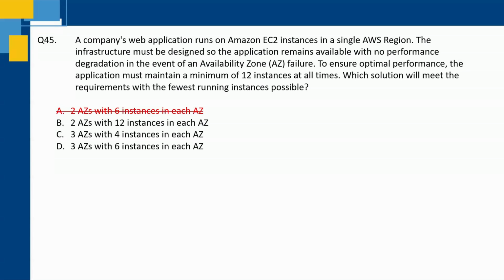Option C has 3 AZs with 4 instances each. So the number will go below 12 if we lose an availability zone, which means we can rule out this option straight away. Now option D ends up with an overall of 18 instances, and after losing an availability zone, we still have 12 instances, satisfying the requirement with fewer running instances than option B, making it the correct choice here. Folks, if you still have any doubts on why I went with option D as the correct choice, then please post them in the comment section.